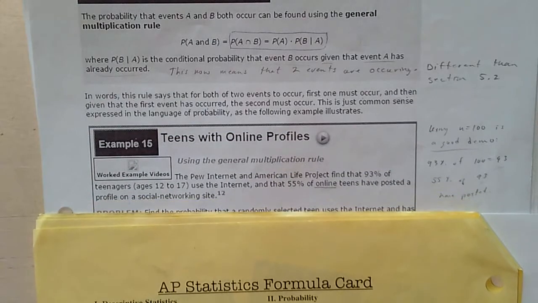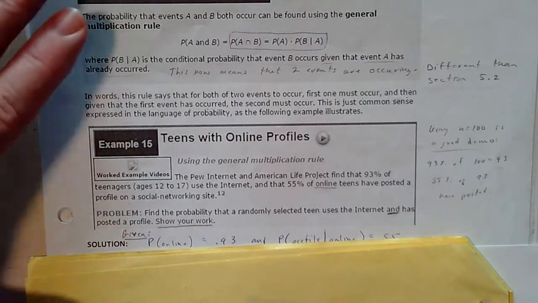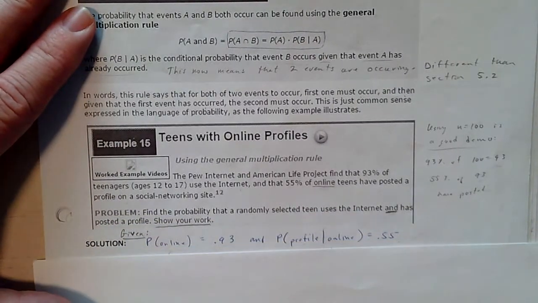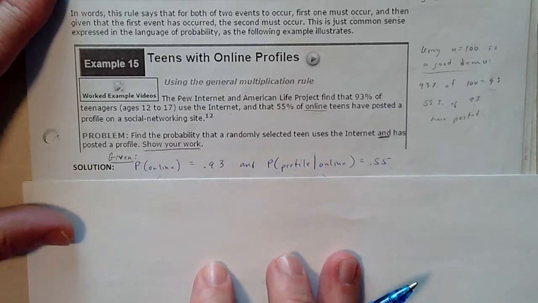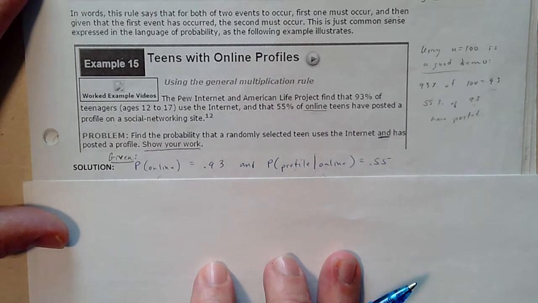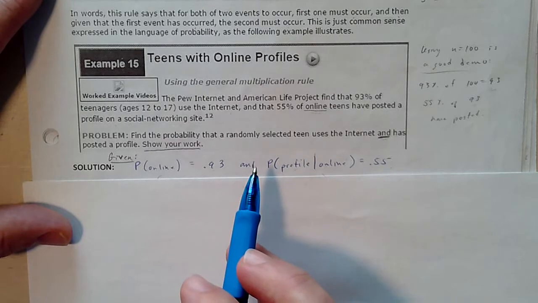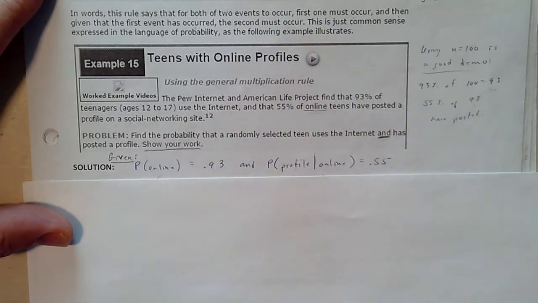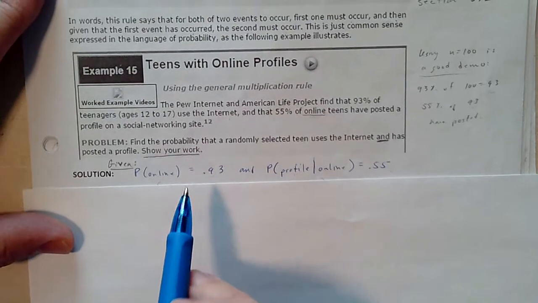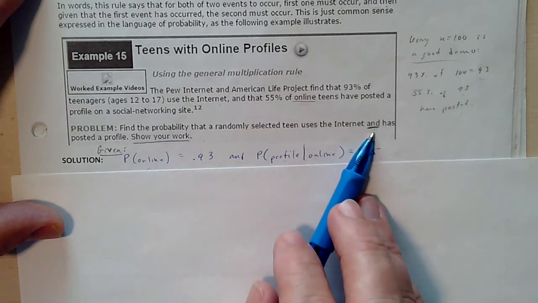Okay, so let's look at example 15. Read this to yourself. Now I know this might be throwing you off a little bit. It's not two separate events, but still one thing had to happen, and then the second one happened because there was a given condition.